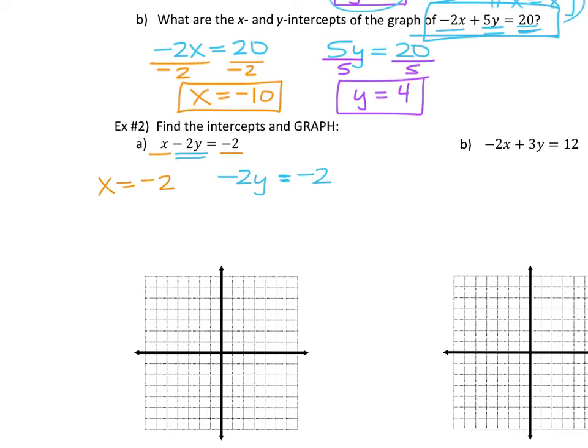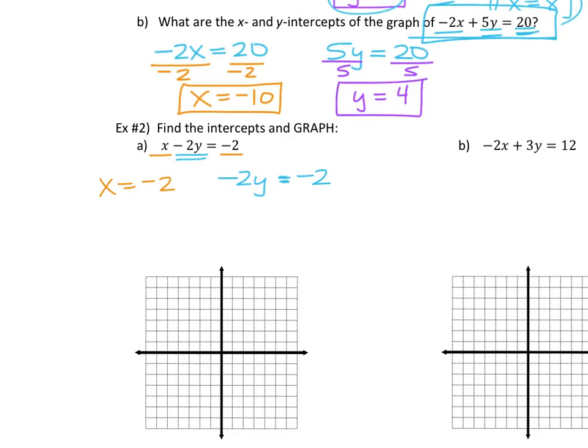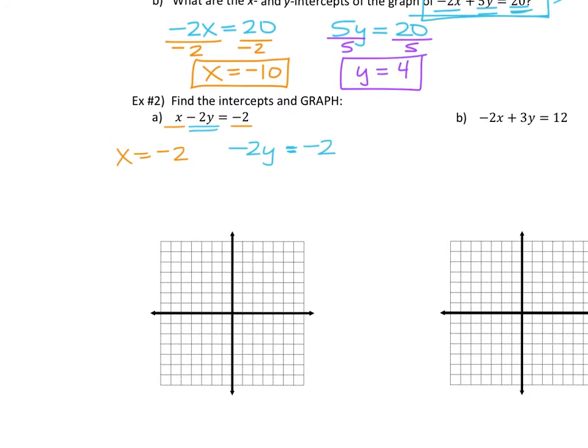How do you solve x equals negative 2? It's done, right? That is our x value. You don't even have to divide because the number that you'd be dividing by is a 1, okay? So x equals negative 2. The y's, what do you have to do? Divide by negative 2 on both sides, and you get y equals, what's negative 2 divided by negative 2? Positive 1.